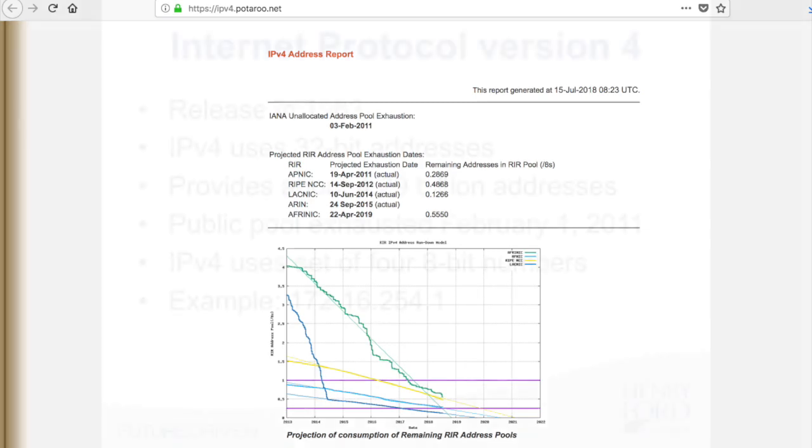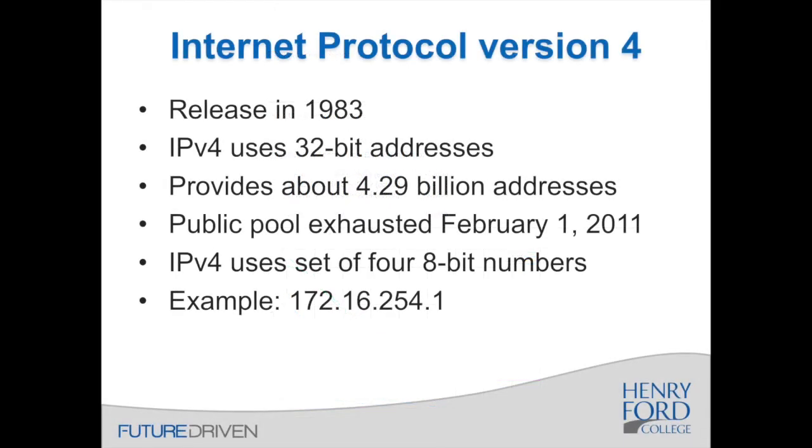And the IPv4 notation uses 4 sets of 8-bit numbers to represent that 32-bit address. So 172.116.254.1 is a good example, because an 8-bit number is 0 to 255. So that's just taking those 32 bits and breaking them up into 4 8-bit sections.